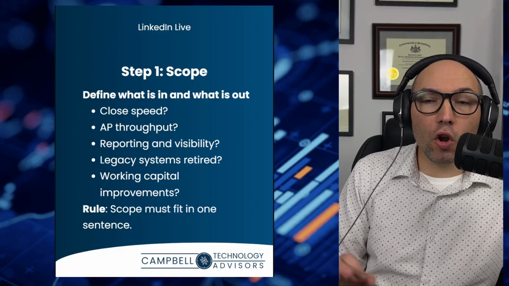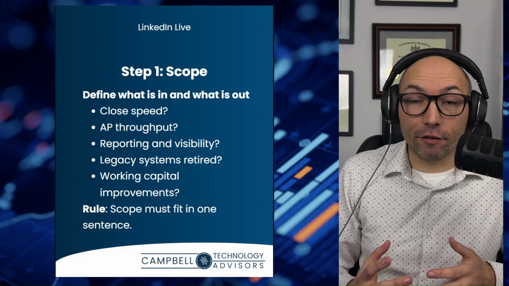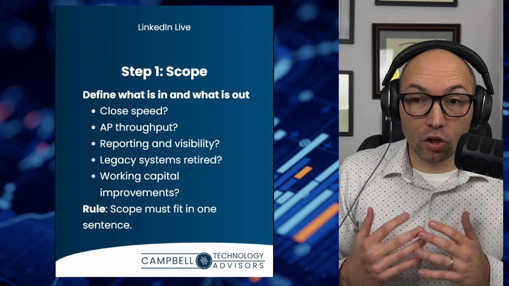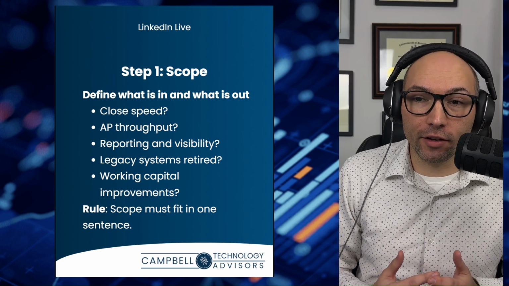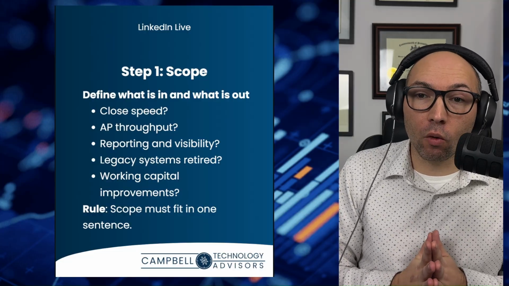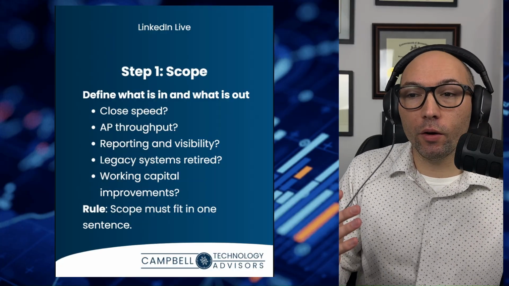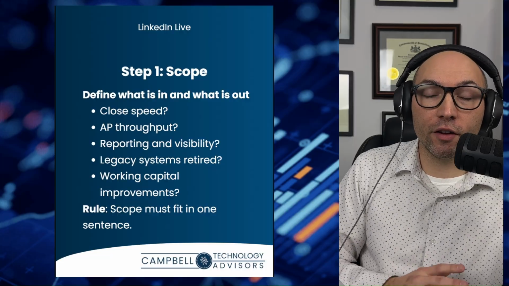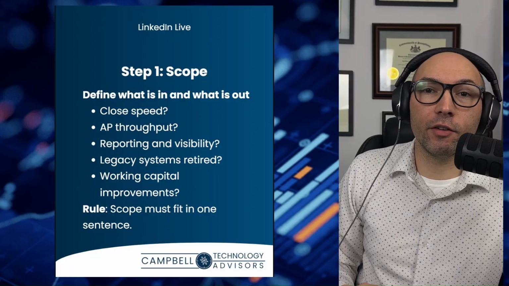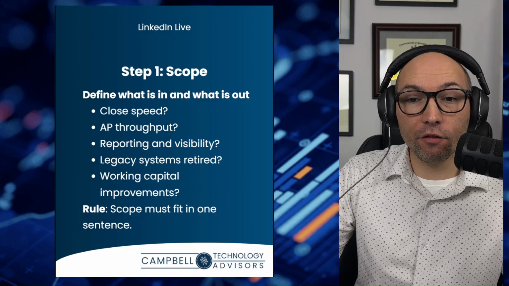So if you don't know your scope, if your scope is fuzzy, ROI is a fantasy. If you don't know your scope and you're trying to come up with an ROI, whatever you have come up with, it's a fantasy. It really is. So your scope has to fit into one sentence. For example, we're investing to reduce month-end close time, reduce AP invoice handling time, and improve reporting visibility across our entities. One sentence, 3 big value drivers there that we've identified, but one sentence and clear outcomes. So that's defining our scope.